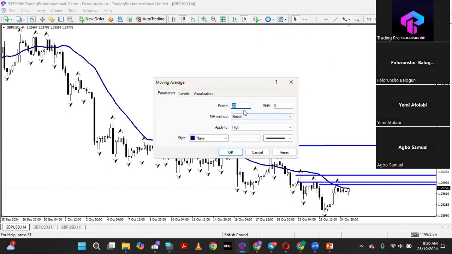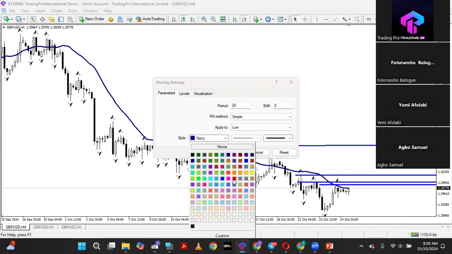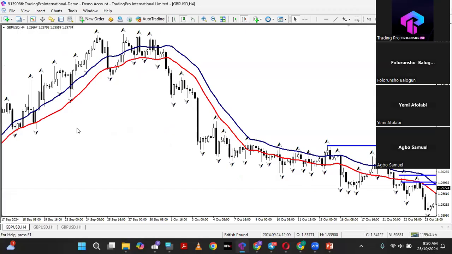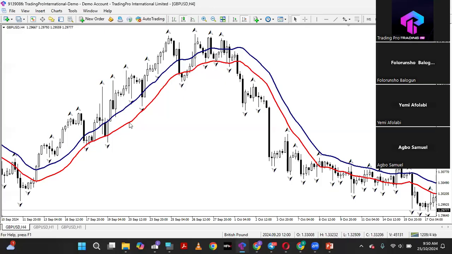Then you take another, click on the same place, the same moving average, simple, apply to low. You can change the color to anything you want. Now, what this does is that it creates a filter for you. The red band is set to the low, so it calculates the swing lows of price. As long as price is above this red band on, say, the 4-hour, you're looking at a bullish situation.